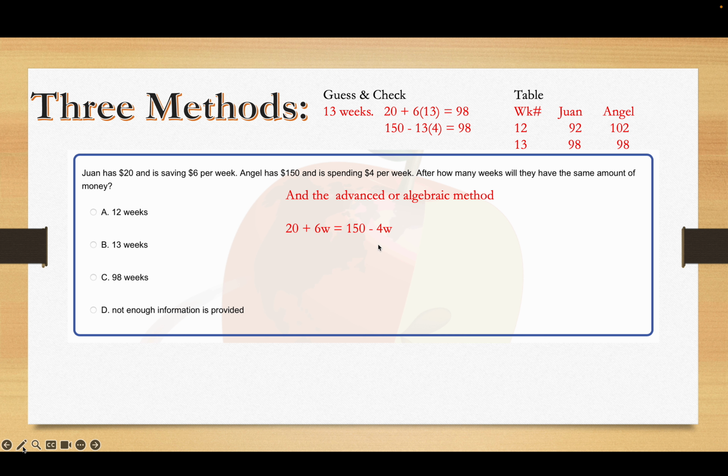We want to know when they are the same or equal. So remember, this is an opposite side, opposite operation situation. I add 4W to both sides. That gives me 20 plus 10W is 150. I subtract 20 from both sides. I get 10W is 130. Dividing by 10, W is 13.